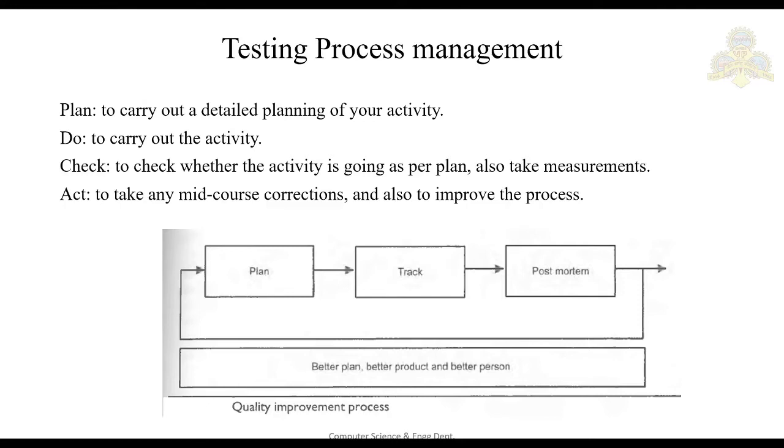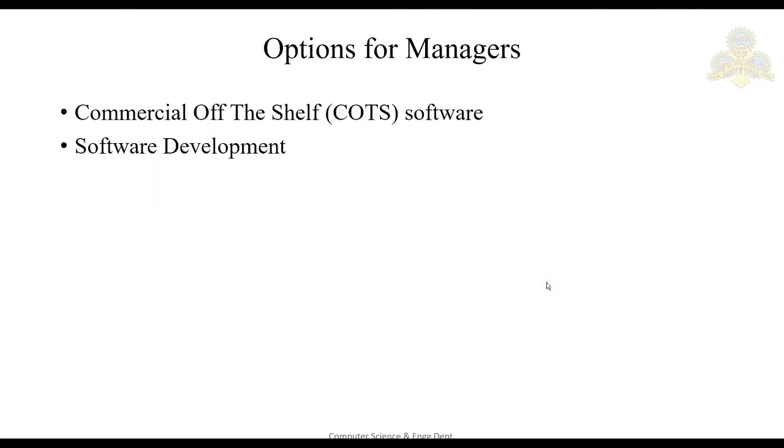Fine. Then next we will talk about options for the managers. One of the important activities of a manager is to study the possible alternatives. If your organization wants a specific software, then there are two alternatives: either you develop your own software or you buy it. Buying is COTS software, that is commercial off the shelf. You are buying the software from a different organization, or a product which is already in the market.